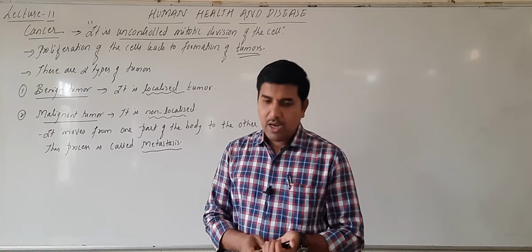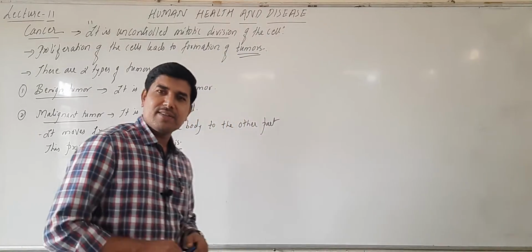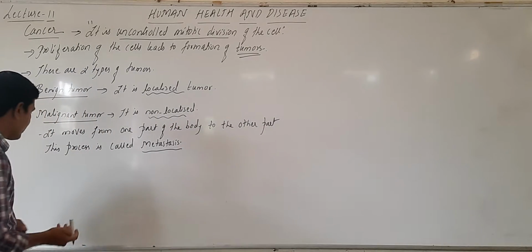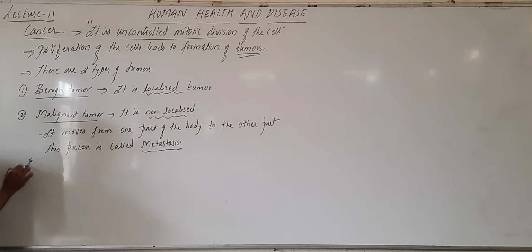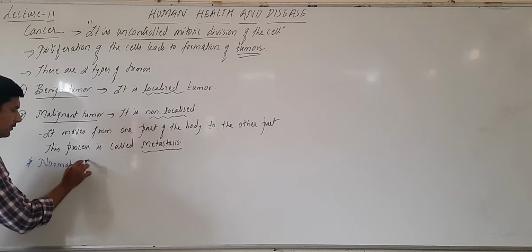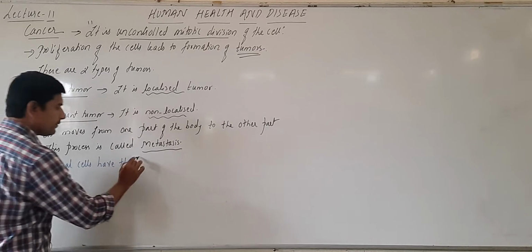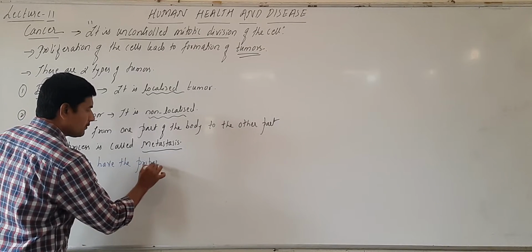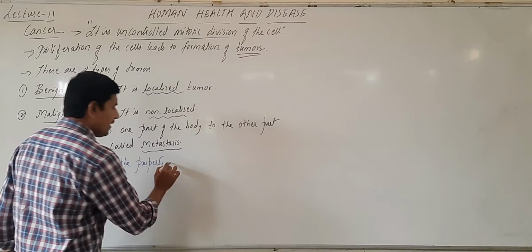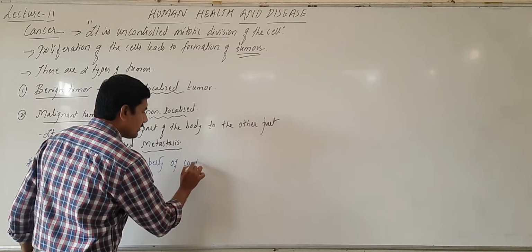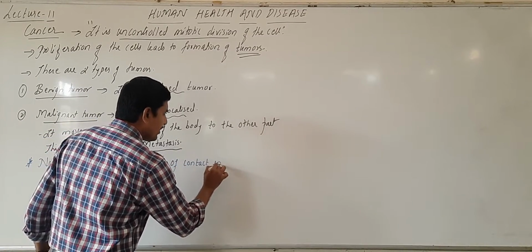Now, why do these cancer cells proliferate? This is because, let us put a star mark, normal cells have the property of contact inhibition.